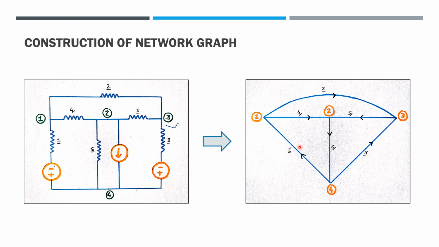The direction of any branch in the graph will be the direction of current in the respective resistor. For example, if this branch represents R4, the fourth resistor, and the current in R4 is from node 1 to node 2, then the direction of branch 4 will be from vertex 1 to vertex 2, and so on for every branch. Here, the direction of current in every resistor is assumed randomly.